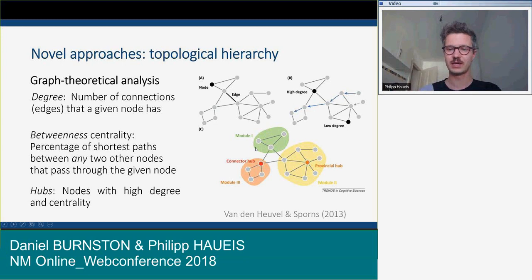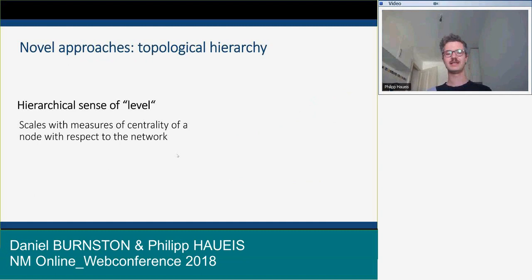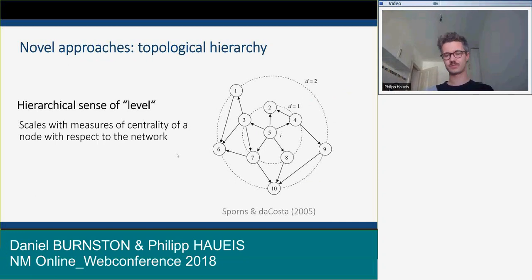And then finally, we could use these measures to define hubs in the network, such as shown here below. Those are nodes that have both high degree and, for instance, high betweenness centrality, connector hubs that connect many different modules in the brain. Based on these graph theoretical definitions, we get a sense of hierarchical level that scales with these measures of centrality of a node with respect to the entire network. One way to operationalize this hierarchical sense of level would be what Sporns and Da Costa did in this diagram, to look at the degree distance.